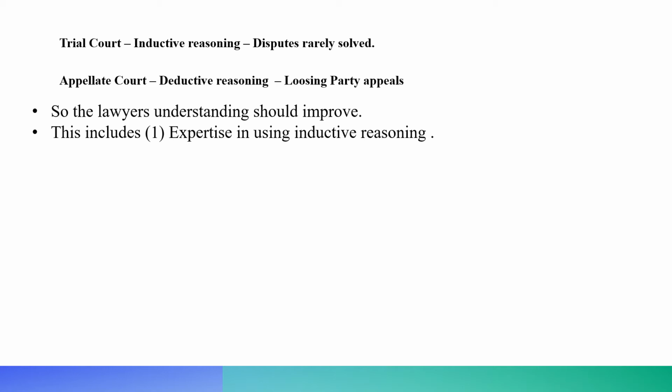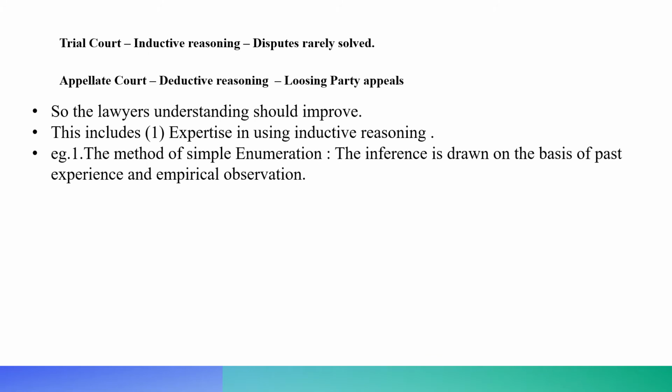This includes expertise in using inductive reasoning. We know that inductive reasoning is of four types. The first is simple enumeration, in which the inference is drawn on the basis of past experiences and empirical observation. And in our observation, we do not find any contradiction or contradictory instance. So what is true of a few instances is said to be true of all the instances of that kind.